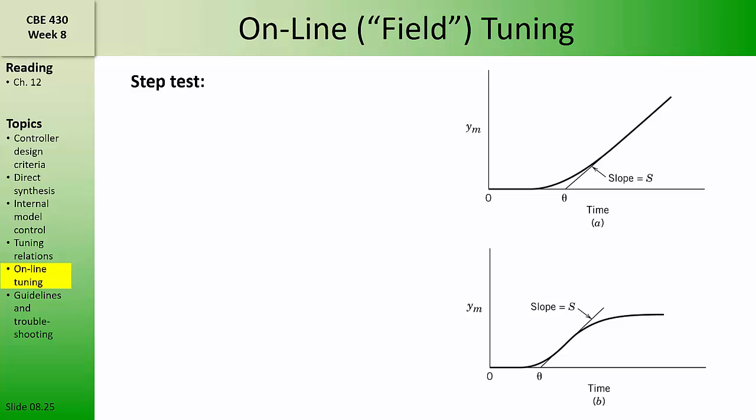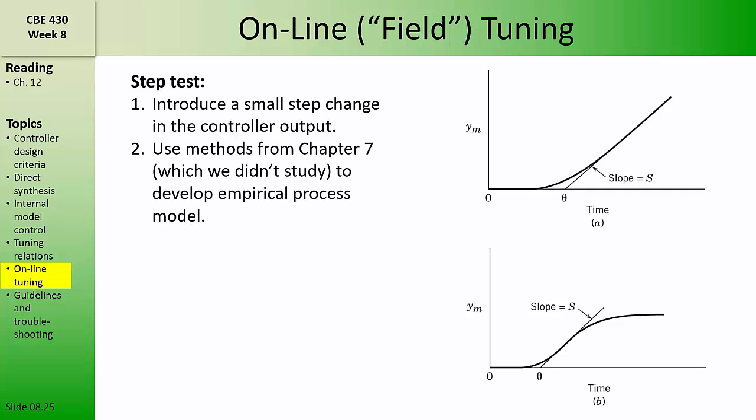Another online tuning method that can be used is called a step test. To perform the step test, we introduce a small step change in the controller output signal, and then observe the response in the controlled variable. We can use methods from Chapter 7, which we didn't cover, to develop an empirical process model based on how the process responds to the step input.